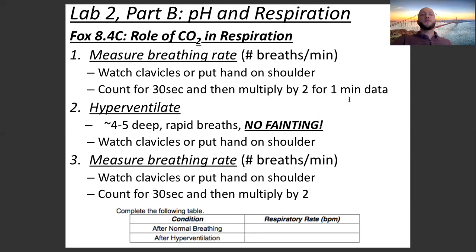After we have our resting respiration rate, we have the student, the person who just measured their respiratory rate, take 4 or 5 deep, rapid breaths. Please don't do this to the point where you faint. Safety, even on Zoom, is number 1 priority. Don't do this if you're gonna faint. Please don't. So what do I mean by deep, rapid breaths? Let me demonstrate.